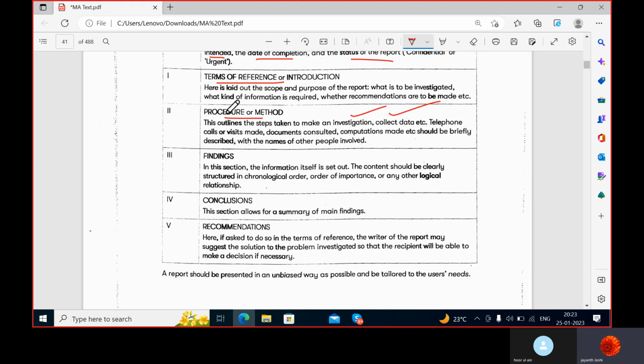How do you make a report? Suppose you have been asked to make a report on something. So you'll do your investigation. Either you'll collect your data, you'll make some telephone calls, some visits. It depends upon what kind of report you're making, correct? For some reports, you have to visit the place. Isn't it so?